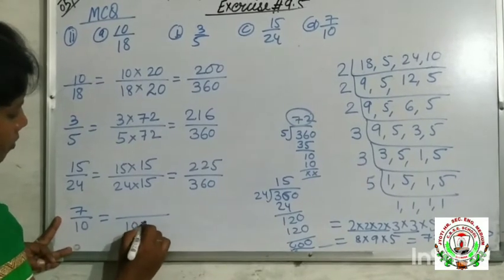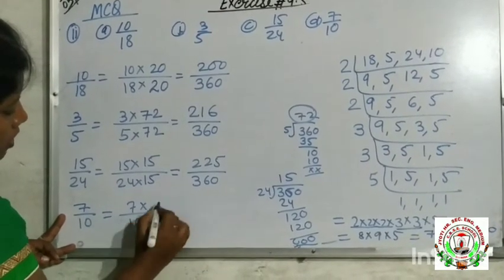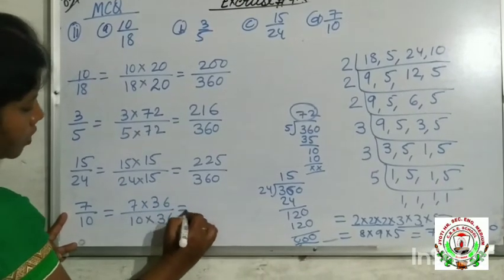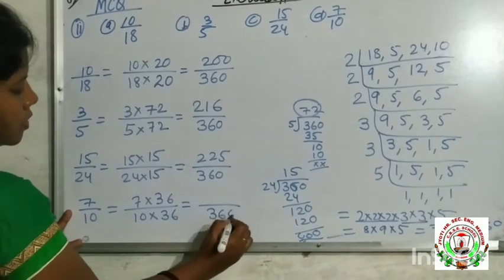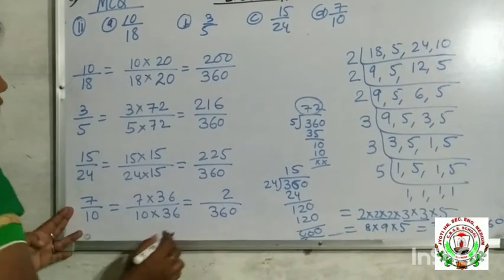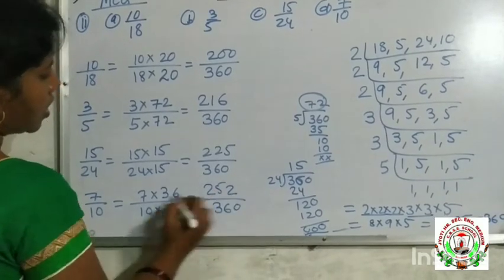Next number is 7 by 10. Now 10 multiplied by 36 gives 360. So the same number you will write in the numerator and multiply it. 7 sixes are 42, 2, 4 carry, 7 sixes are 21, 21 plus 4 is 25.